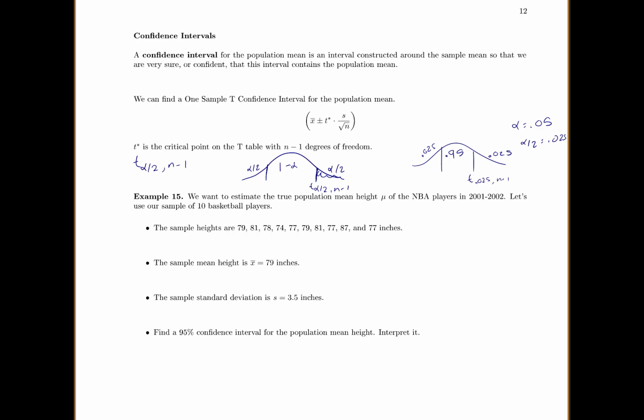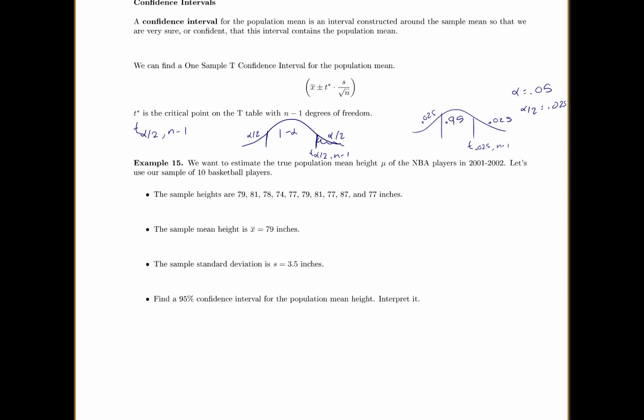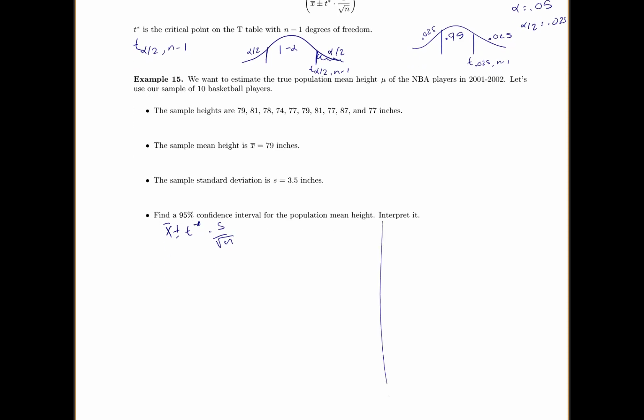Let's see how that works in our example. So we want to estimate the true population mean height of our basketball players. Let's use our same old sample. We have our sample heights, our sample mean, our sample standard deviation. Let's find a 95% confidence interval. So our formula is x bar plus or minus t star times s over the square root of n. First thing I'm going to need to know is my critical point, my t star. So we're going to go to our guided notes on page 306 to look at a t-table.